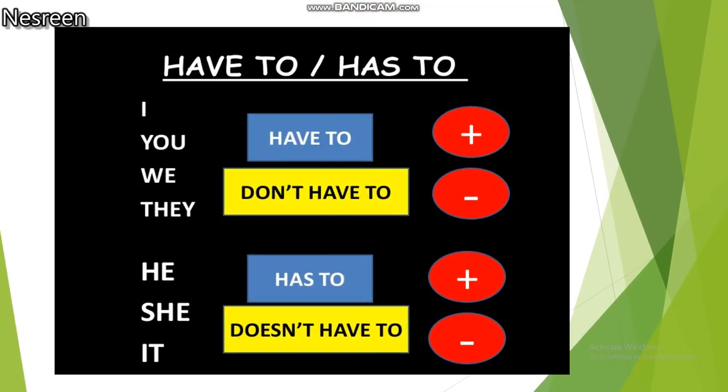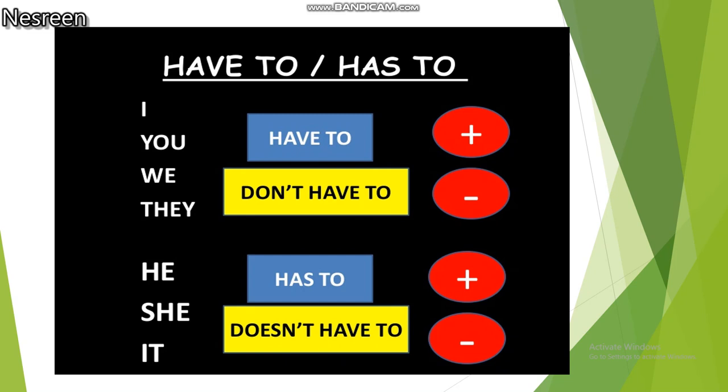Now, we will study the grammar of Unit 2. The grammar of Unit 2 is about have to and has to, and also we will study had to. We use this verb to express obligation. Something was necessary or is necessary. If it is in the present form, we will use have to or has to.